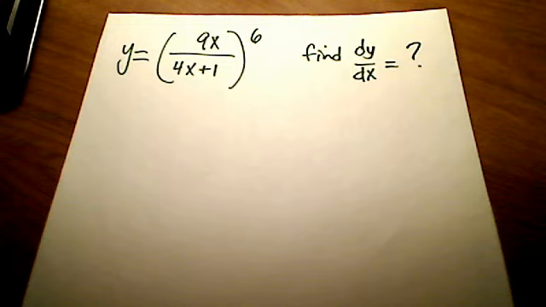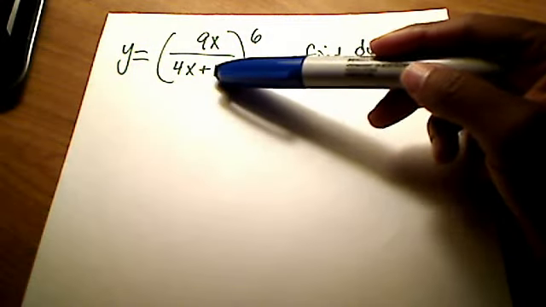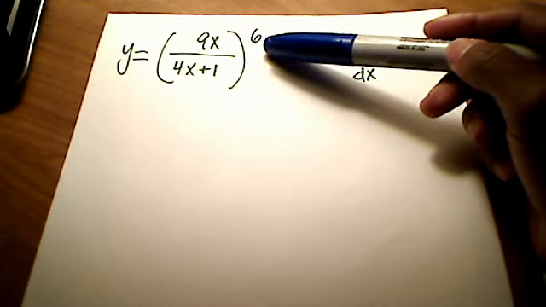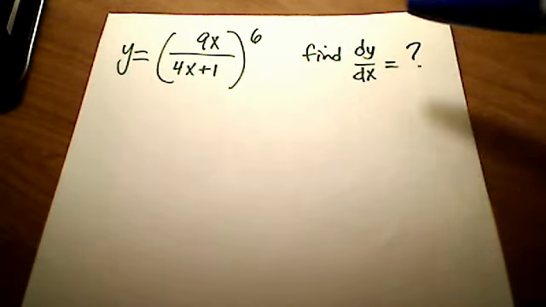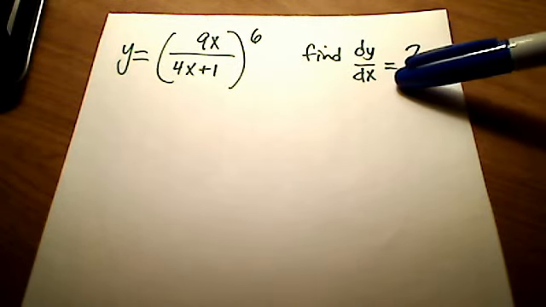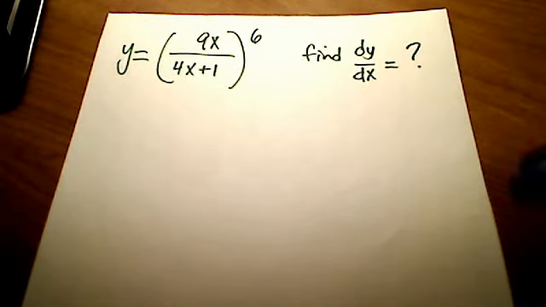We're given a function that has a quotient in it, 9x over 4x plus 1, and this entire quotient is raised to the 6th power, which means it's really this fraction times itself 6 times, and we're asked to find the derivative of that function.